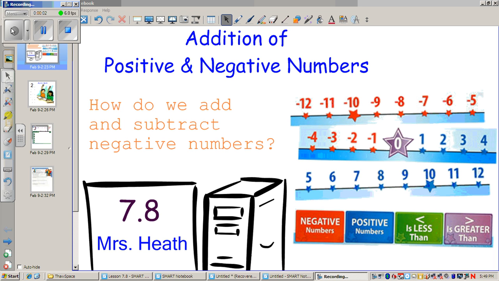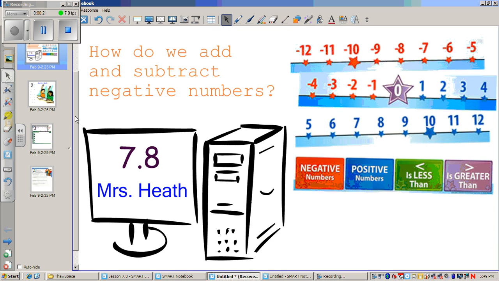Welcome to lesson 7.8 on addition of positive and negative numbers. Our objective in this lesson is how do we add and subtract negative numbers. And you can see my number line, my negatives and positives, and we're going to talk about how we add or combine negative and positive numbers, and we're going to talk about less than and greater than as well. So let's get started.